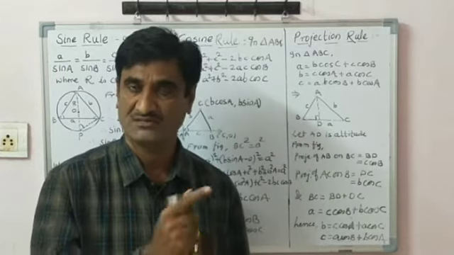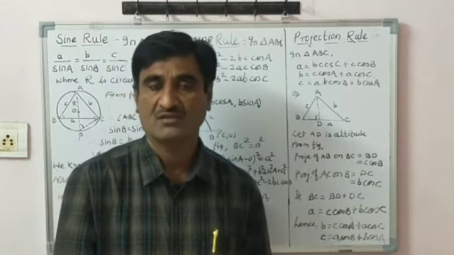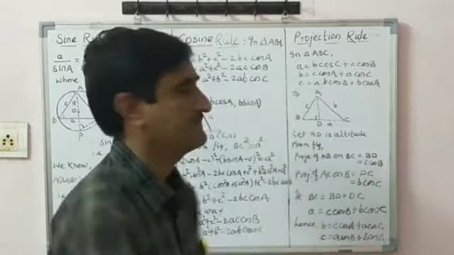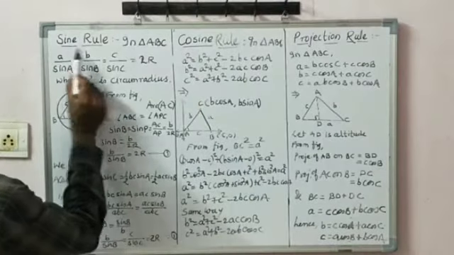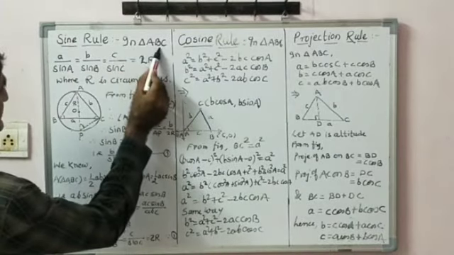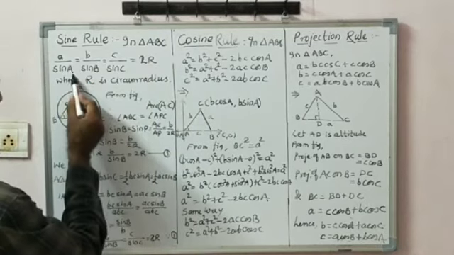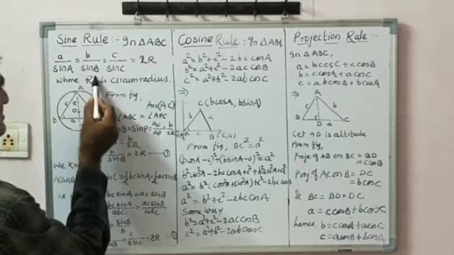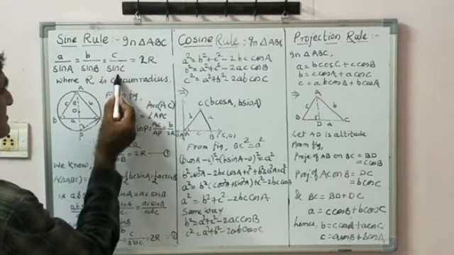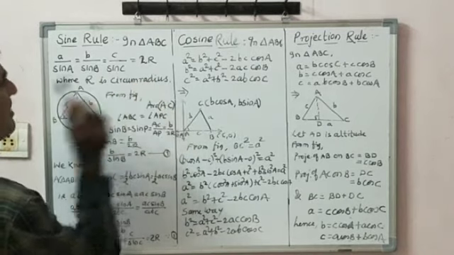Now let's start the sine rule. Then what is the sine rule? Listen here. Sine rule: in triangle ABC, a upon sine A is equal to b upon sine B is equal to c upon sine C is equal to twice R.